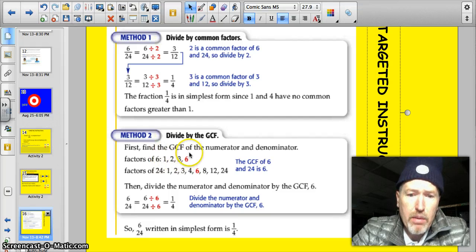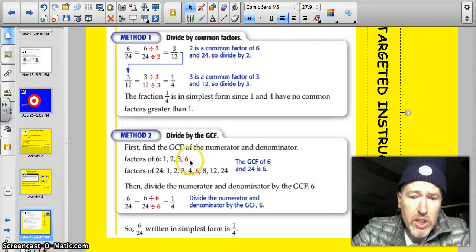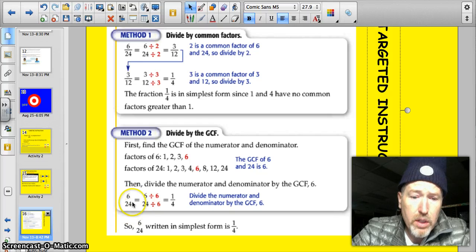Knowing what the greatest common factor is, like down here where they actually factored out, here are all the factors of 6: 1, 2, 3, 6, and here are all the factors of 24, and then seeing that that greatest common factor is actually 6, they were able to reduce in one swift movement. Look, 6/24. They divided by the greatest common factor, so 6 divided by 6 was 1. 24 divided by 6 was 4. So they got to that 1/4 in one step.